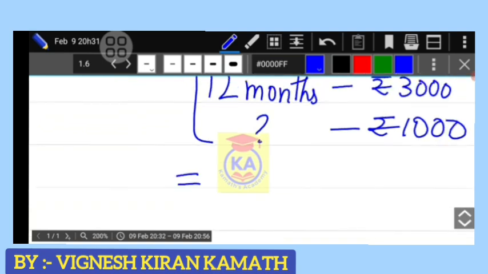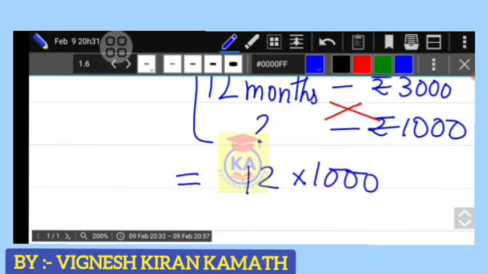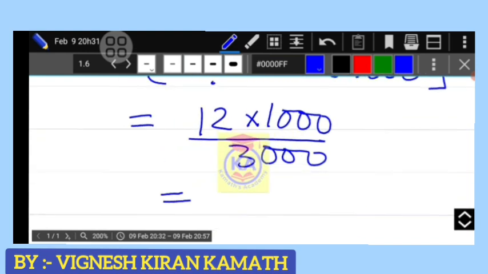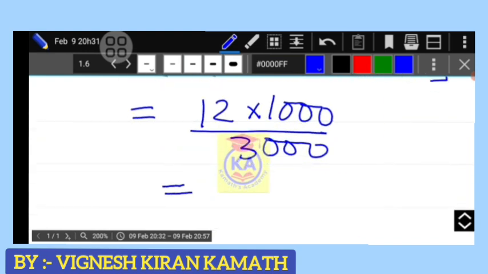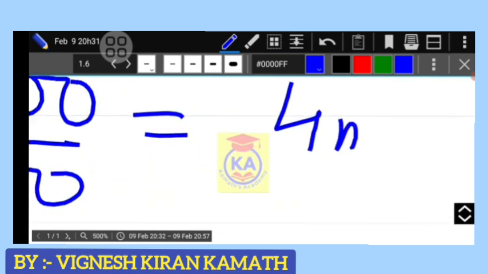Now look at the calculation. You are just going to cross multiply it: 12 into 1,000, divided by 3,000. Now how much? 4 is the answer. Okay, this answer will be 4. Just keep it aside. 4 months.